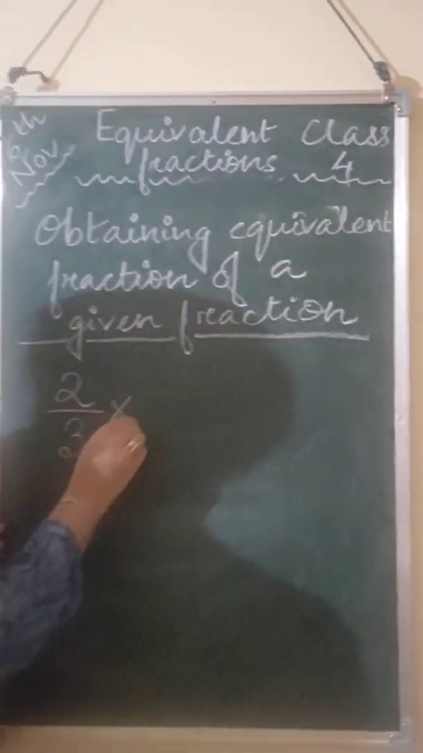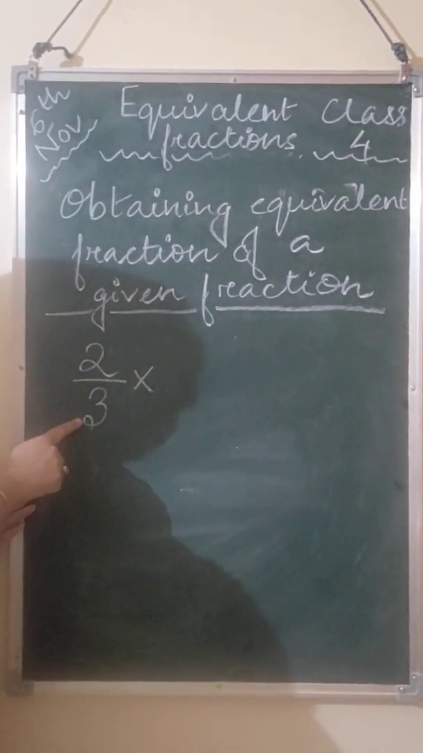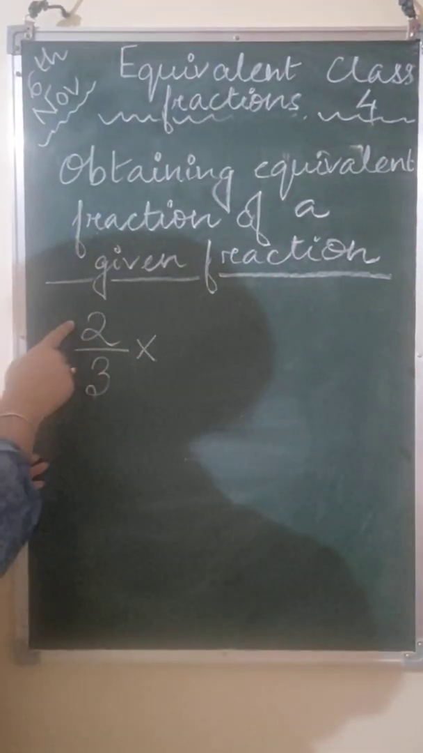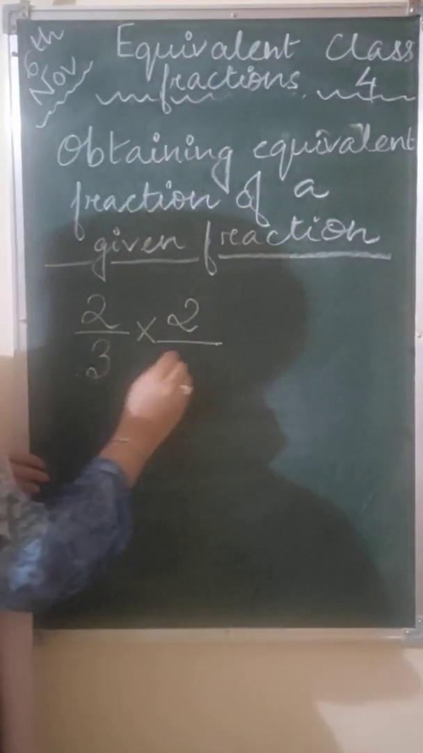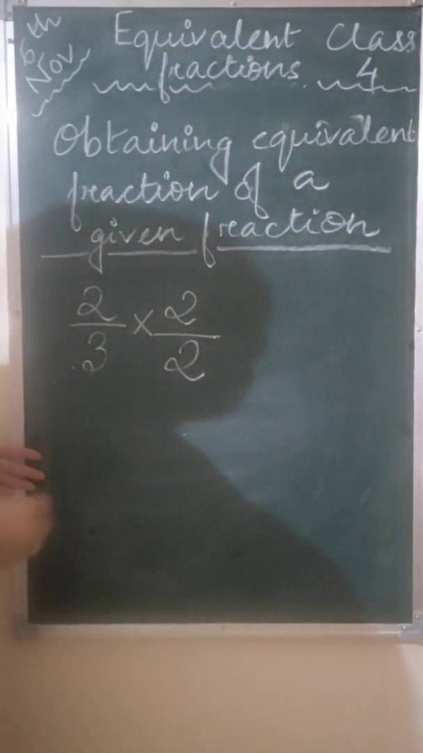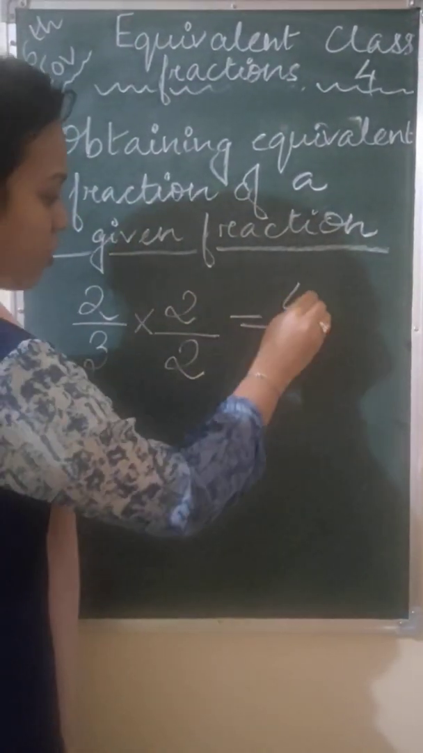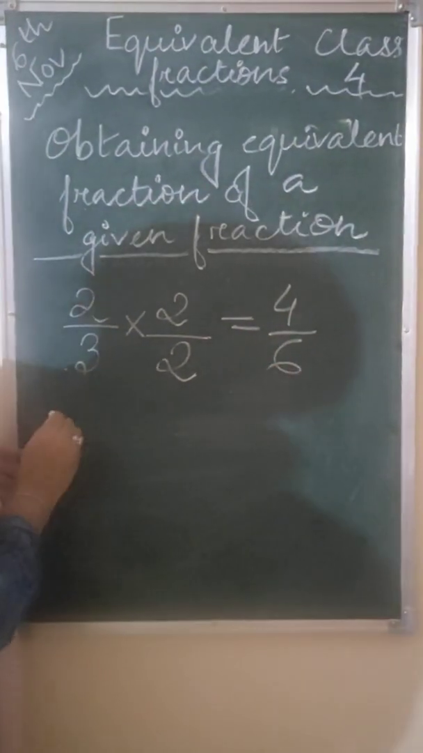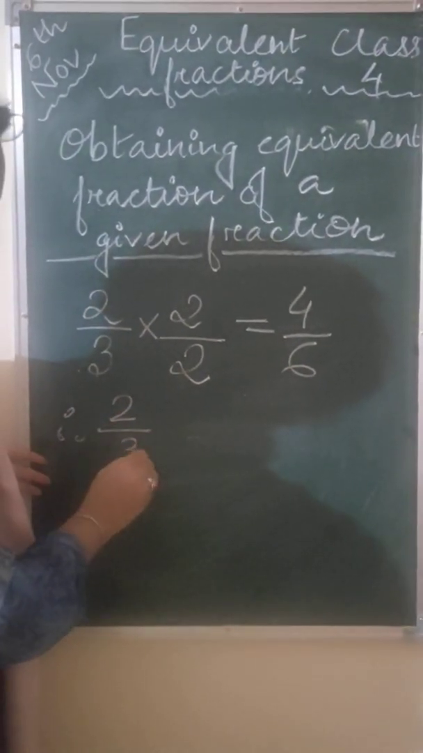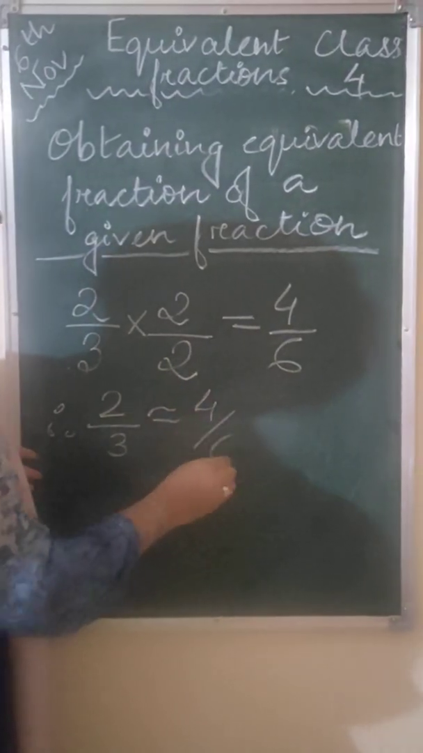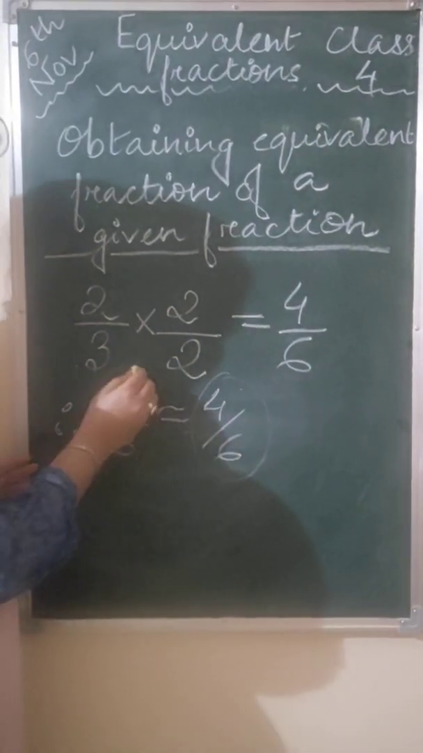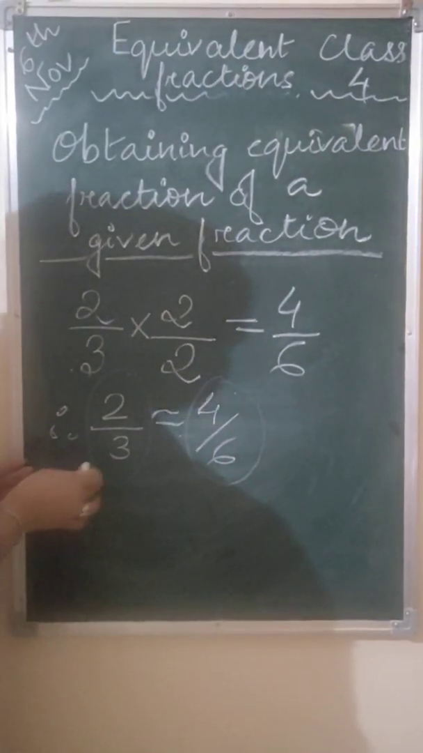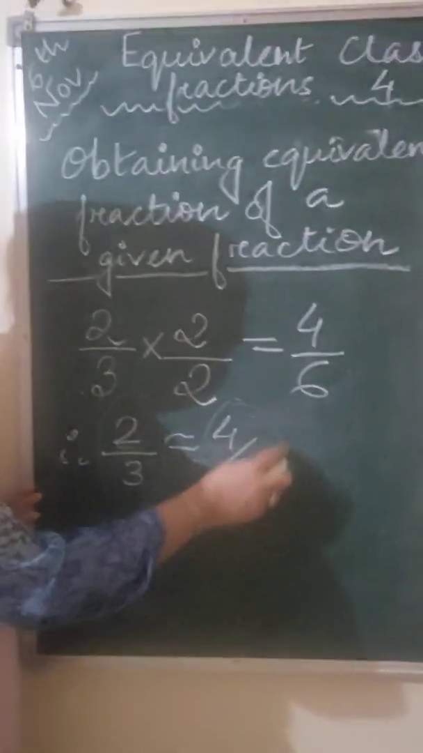What you will do is, you will multiply the numerator and the denominator with the same number. Suppose I multiply this numerator with 2, I'll have to multiply this 3 also with the number 2. So what do I get? 2 2s are 4, 3 2s are 6. Therefore, 2 by 3 is equivalent to 4 by 6. That means 4 by 6 is the equivalent fraction of 2 by 3, or you can say the other way around, 2 by 3 is the equivalent fraction of 4 by 6.